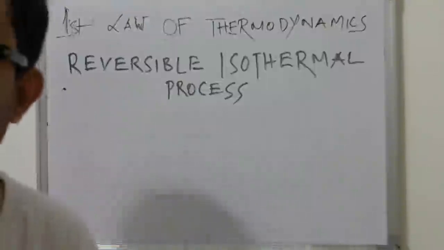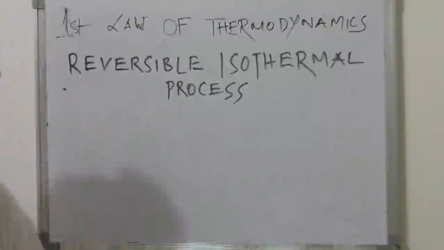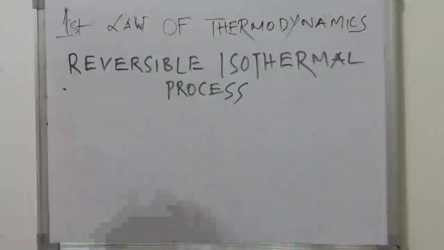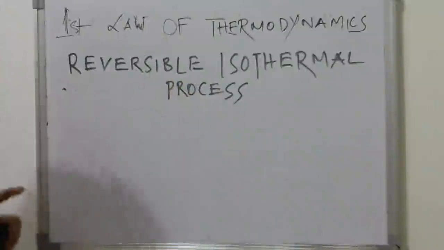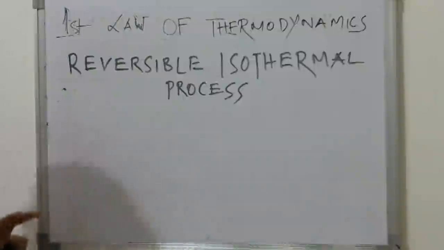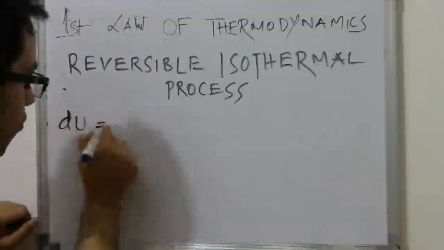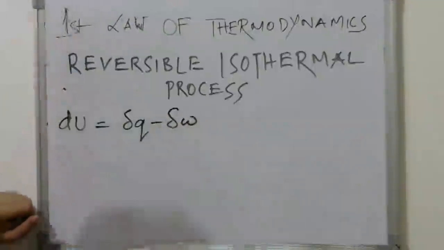Well, now we'll talk about reversible isothermal processes: what we mean by it and what the relevant equations are for this kind of process. As usual, we first write the basic equation of the first law of thermodynamics. I always stress rewriting the first law of thermodynamics because it is so important, and everything can be derived from it. So dU is equal to delQ minus delW.